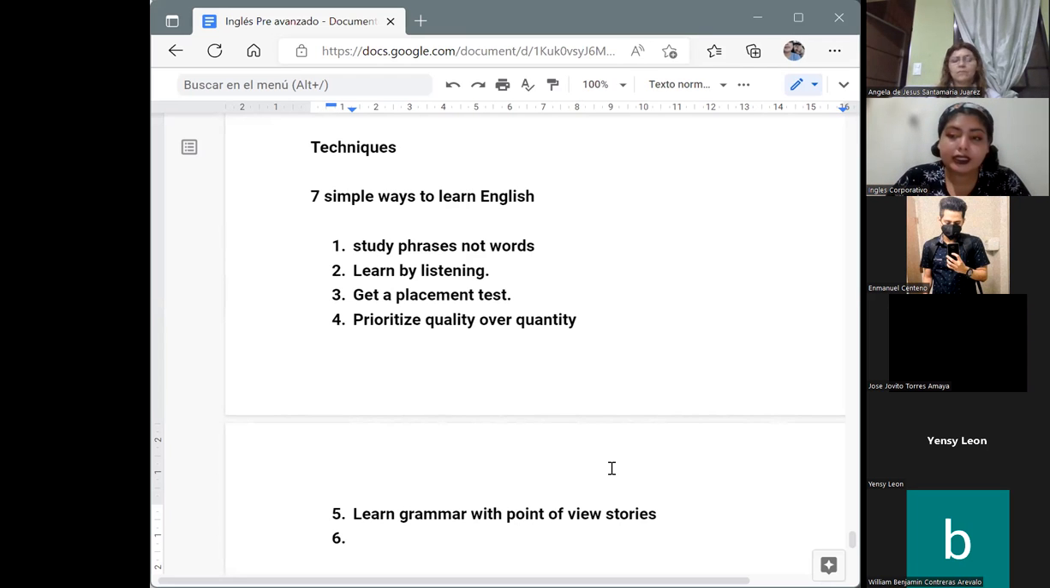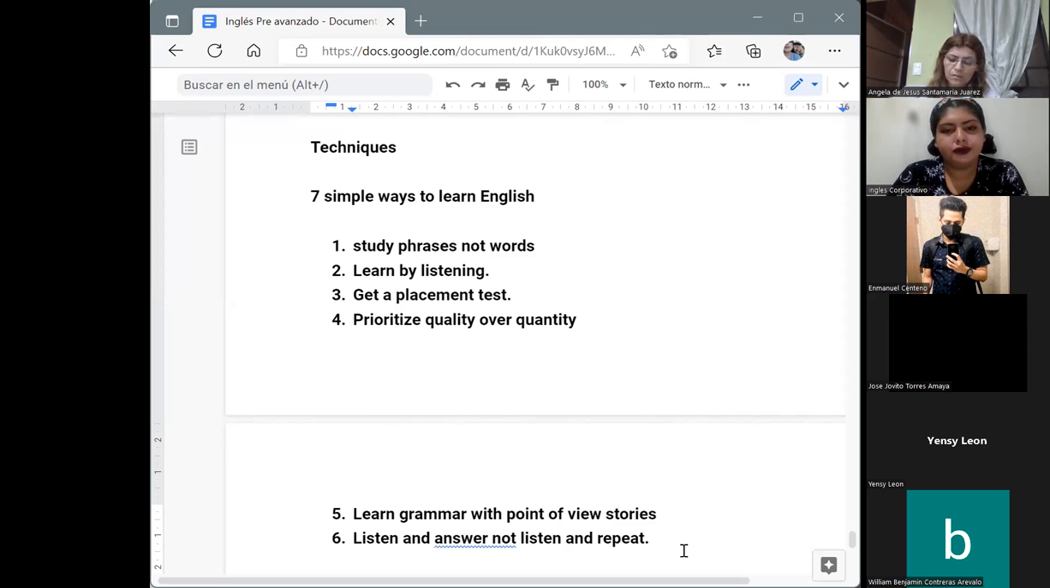Number six. Listen and answer, not listen and repeat. So it says that if you want to improve your English, don't use the strategy used by English textbooks, which is to repeat after the speaker. Instead of mindlessly parroting the words or phrases spoken by the speaker, you should answer questions asked. For example, if you are listening to a podcast or video, pause it every 20 or 30 seconds and create a summary of what has been said.